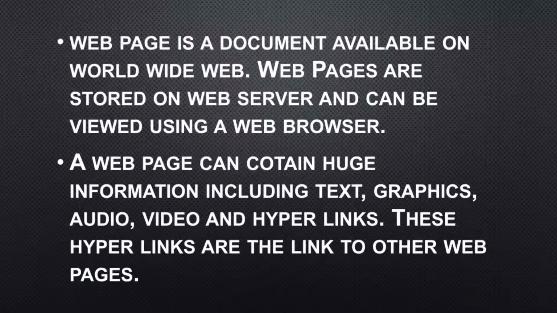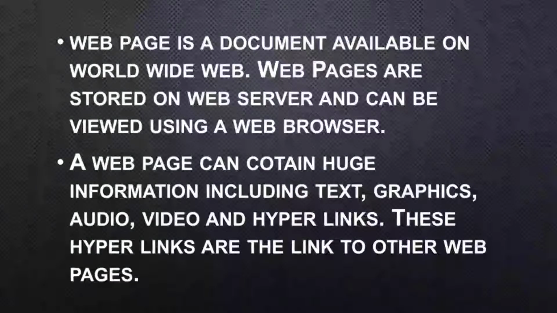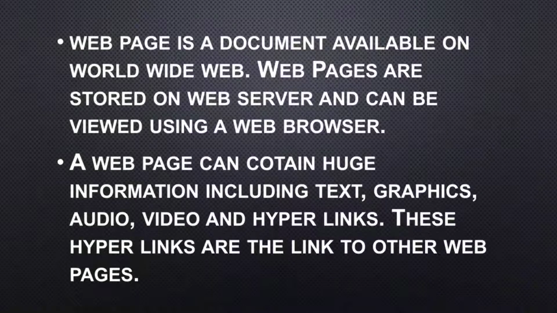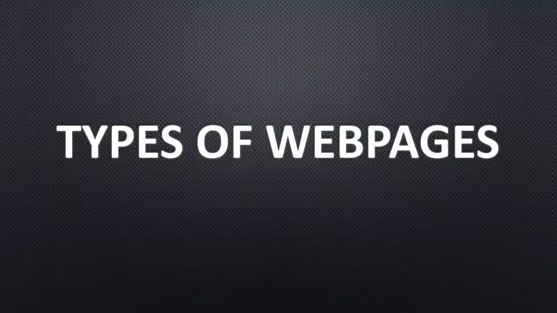The web pages are stored in a web server, so that you can view them anytime from the web browser. A web page is actually a single page that contains some text, whatever information we wanted to see, or graphics like audio, video, and some links that connect us to the next web page. They are called hyperlinks. So we have all this collection together in a page, and it's going to provide information. That's it. Next, we are going to see what are the types of web pages.